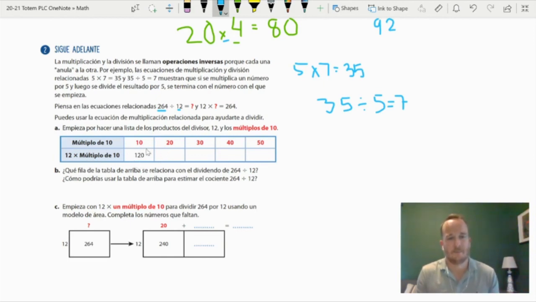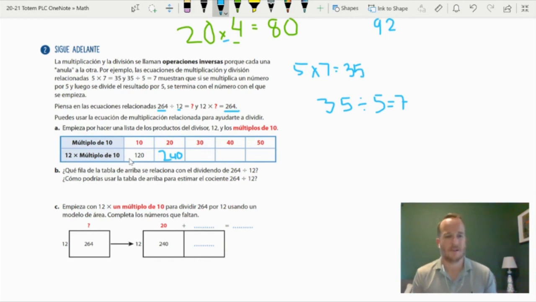Aquí, 12 por 20. Si quieren poner pausa al video, ustedes pueden llenar esas cajitas solitos, ¿ok? Pero vamos a hacerlo juntos también, ¿ok? 12 por 20. Pues, ¿qué es 12 por 2? Es 24, ¿verdad? Entonces, aquí vamos a poner 240, ¿ok? Fíjense, 264 es nuestro producto, ¿ok? Eso es donde queremos llegar.